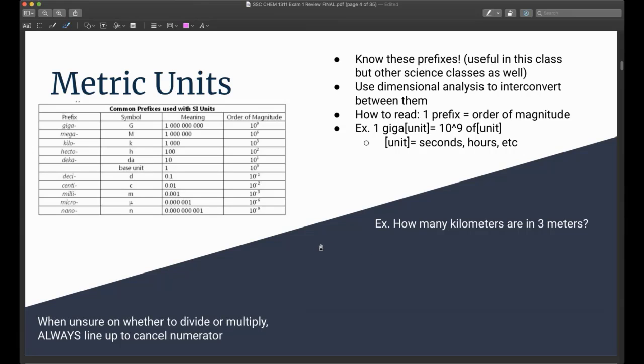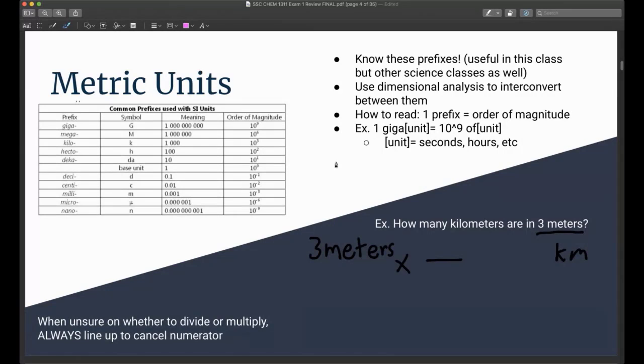So we would use conversion factors here, but a good testing tip is just writing out what you have and what you need. So we have 3 meters here. And then we need to find kilometers. So let's write that. So how do we do this? Well, let's first start off with the conversion factor, right?